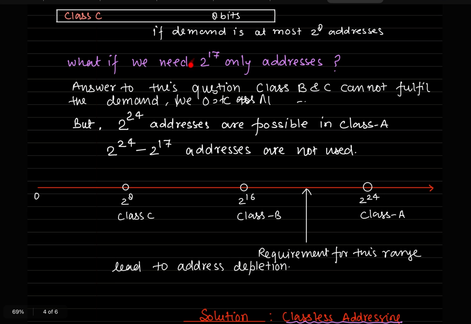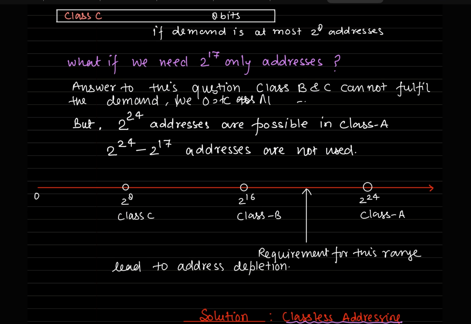What if an organization's requirement is 2 to the power 17? In that case, what will you do? You cannot provide an IP address of class B and C. Why is it so? If we see this line, it is simply a line of numbers. If this point is 2 to the power 8, this point is 2 to the power 16, this point is 2 to the power 24. For the class C address, if you want any number of addresses in this range, you will get this class of IP address.